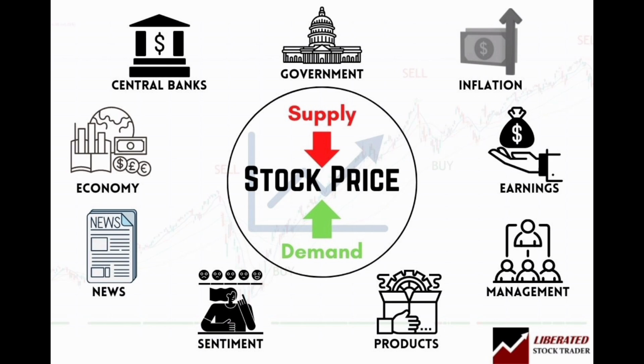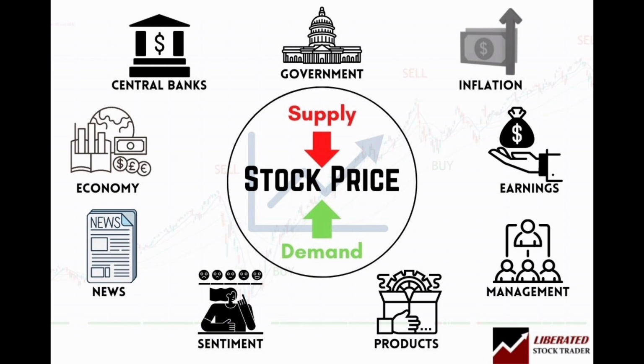Now, what are the corporate and market specific factors? First one, the corporate earnings. A company's profitability is a primary driver of its stock price. Strong earnings reports can boost a stock, while poor performance can lead to a sell off.